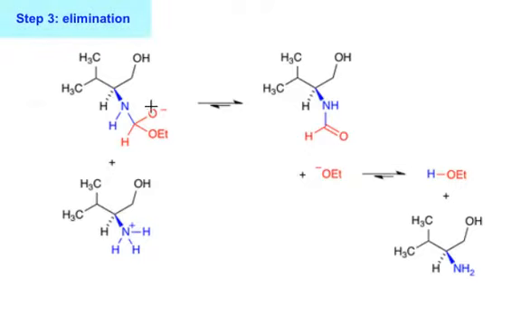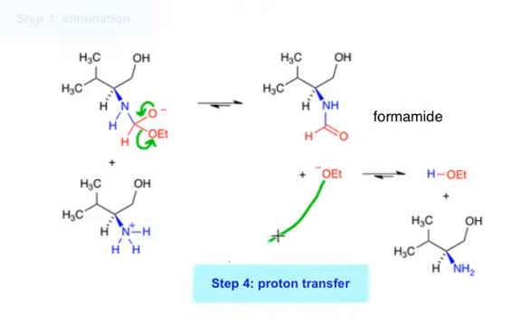In the third step, elimination of ethoxide now gives the formamide. Ethoxide then accepts a proton from the ammonium cation, which now regenerates the amine for acylation itself, and this leads to stoichiometric formation of ethanol as the byproduct.